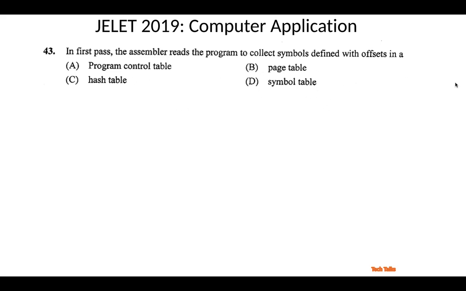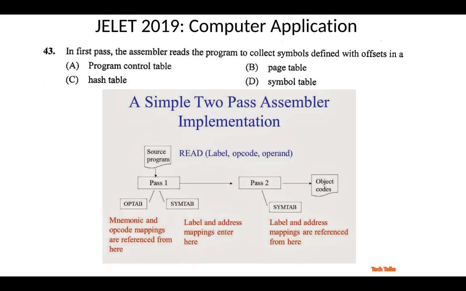If you have gone through the compiling part, in the first half the compiler collects labels and opcodes and so on. Let's see this for a 2-pass assembler implementation. Pass 1 creates the mnemonic and opcode mapping and the symbol table. In the second pass, the symbol table is used to generate the object codes. So here the answer is D, symbol table.